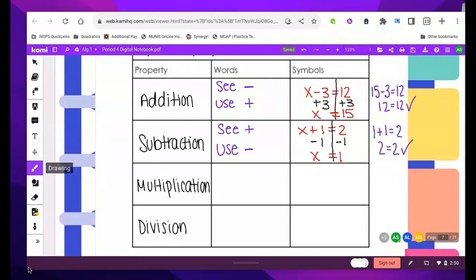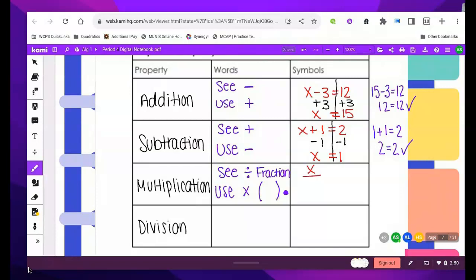Next, we have multiplication. When we see division or a fraction, we're going to use multiplication to undo whatever we need to undo. And I'm going to put parentheses because parentheses also means multiplication. And one other symbol, a little dot, means multiplication. So let's look at the example.